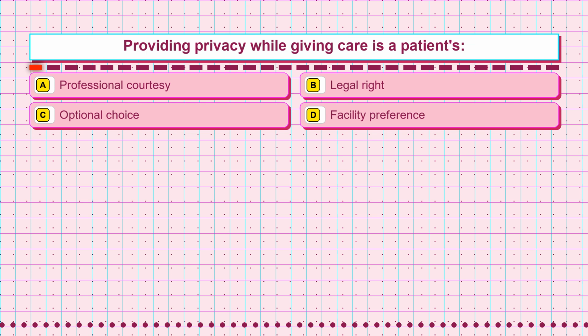Question 49. Providing privacy while giving care is a patient's. Option A, professional courtesy. Option B, legal right. Option C, optional choice. Option D, a facility preference.